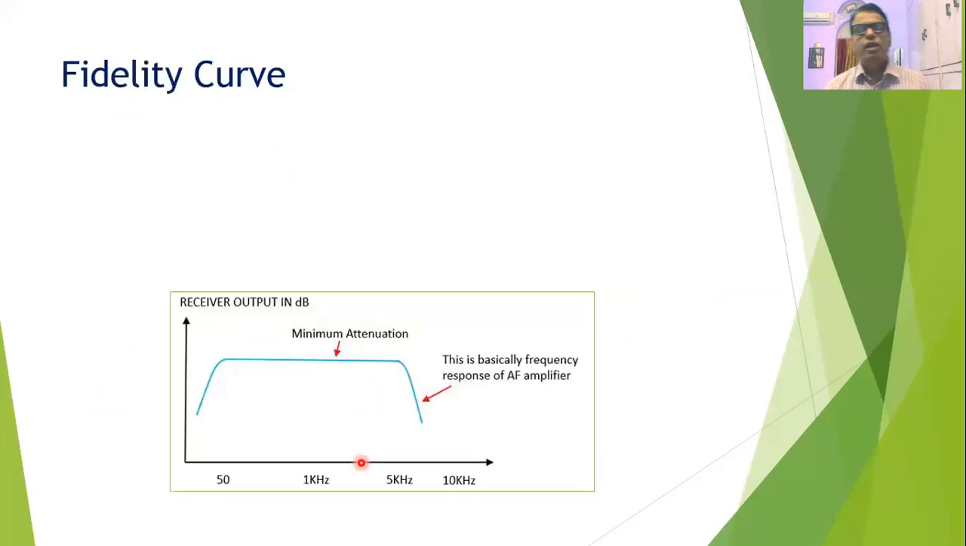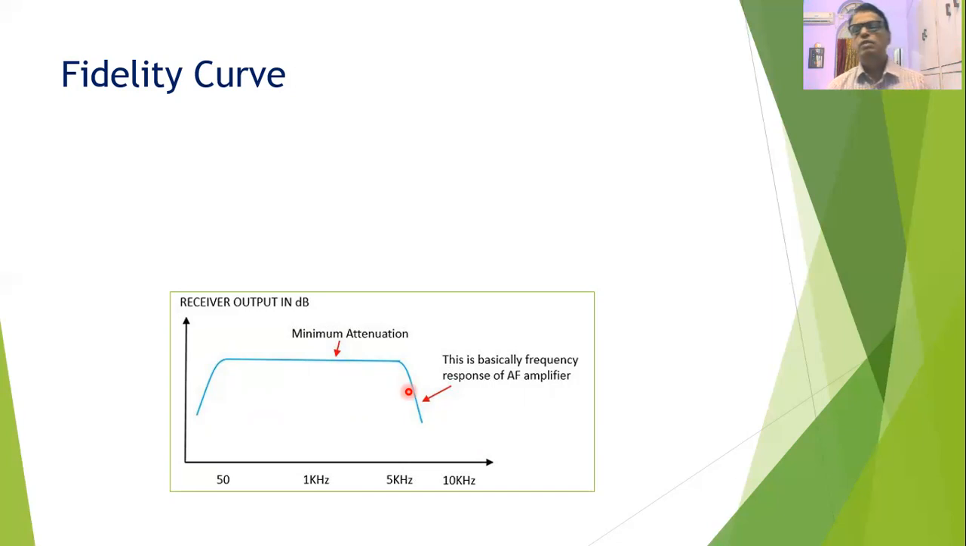Now we can plot a fidelity curve as shown in this diagram. On the x-axis we take the frequency, on the y-axis we take the receiver output in decibels. Observe that for the lower frequencies the output of the receiver is less, for mid frequencies the output is almost constant, and for high frequencies again the output reduces. It means that for the mid frequencies the attenuation is much lower, while for low frequencies and for high frequencies the attenuation to the signal is much higher.